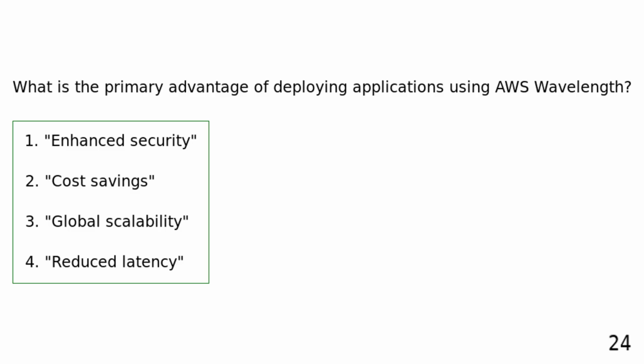What is the primary advantage of deploying applications using AWS Wavelength? Enhanced security. Cost savings. Global scalability. Reduced latency.